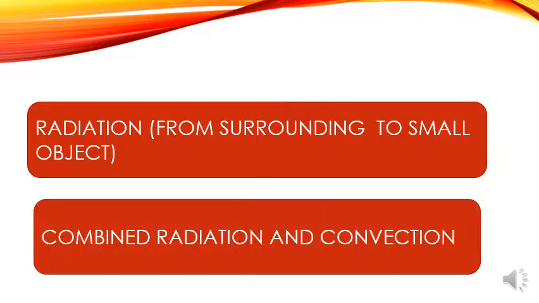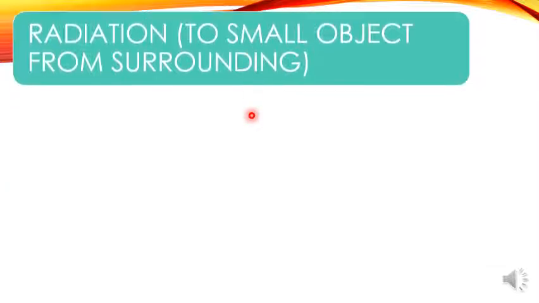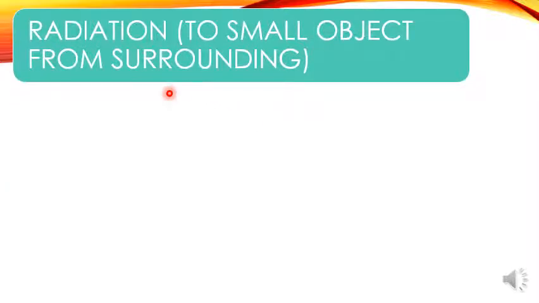And the second one is combined radiation and convection. I will explain in detail the combined radiation and convection in part 3. For today we're gonna cover part 2 only, which is radiation from surrounding to a small object, and for part 3 we will continue with the combined radiation and convection. Okay, let's begin with the phenomena of radiation to small object from surrounding.